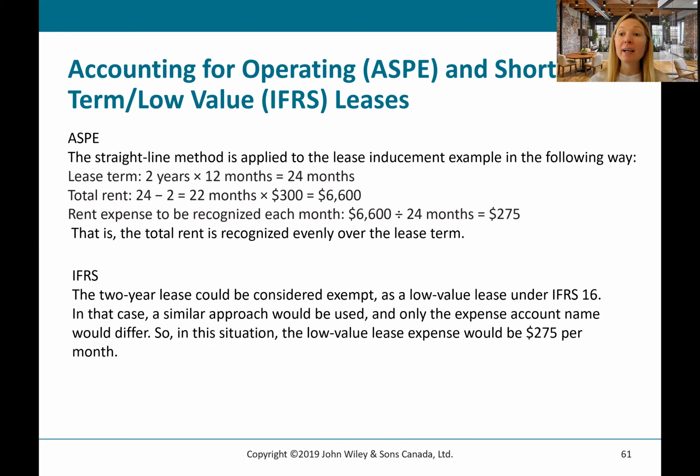And under IFRS, how would it be different? Well, this is clearly a low value lease, $300. So we would just recognize it as an operating lease, which is exactly what we're doing under ASPE here as well. So we would have the exact same amount, $275 per month.